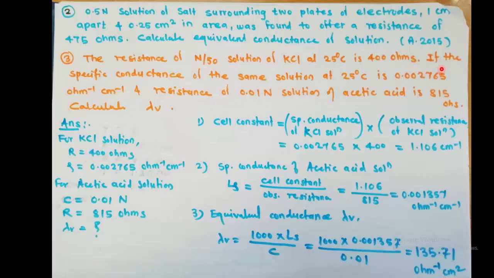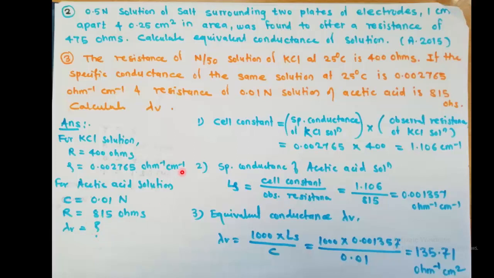Now further, the specific conductance of the same solution, for KCl solution, is given at 25 degree, it is 0.02765. So let us write down specific conductance is equal to 0.02765. Then the second part of the problem, resistance of 0.01 normal solution of acetic acid. So for acetic acid solution, concentration is given 0.01 and resistance is 815 ohms. Calculate equivalent conductance. So lambda equal to question mark.